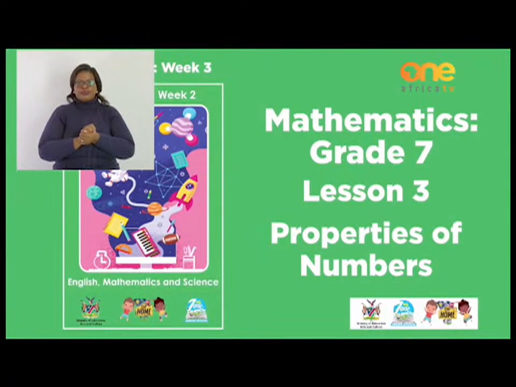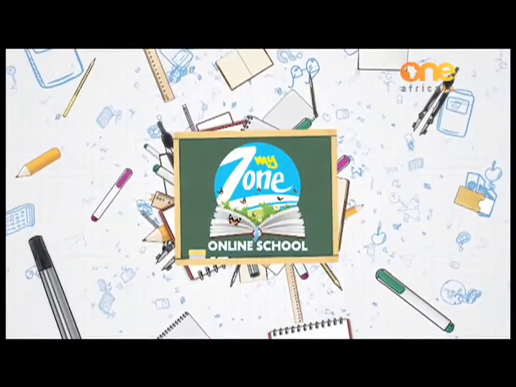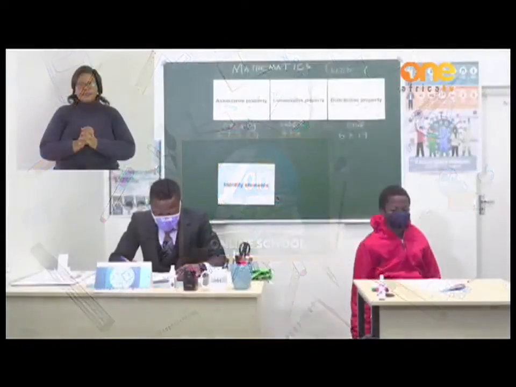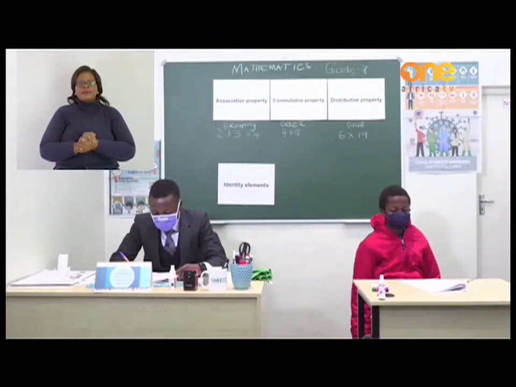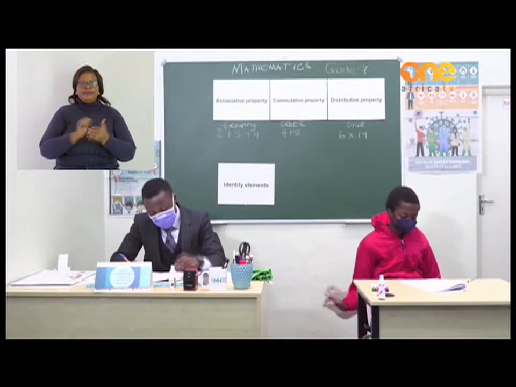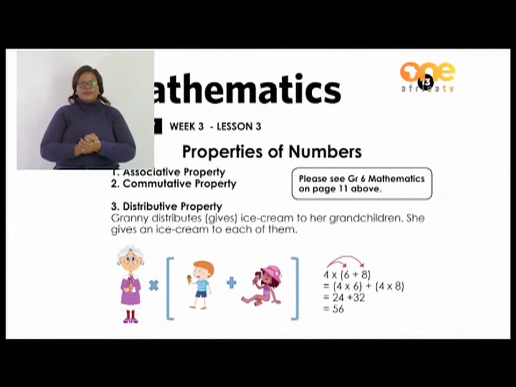Our lesson of today is on properties of numbers. Okay, let us take our booklet to page 13, where we are starting. The properties of numbers, we have to read through. The first one is associative property, commutative property, and distributive property.